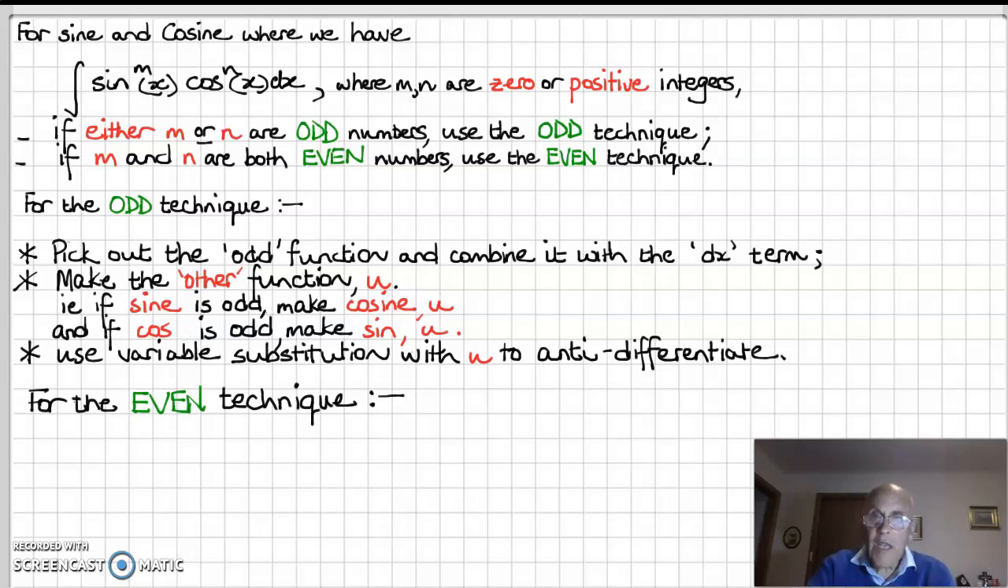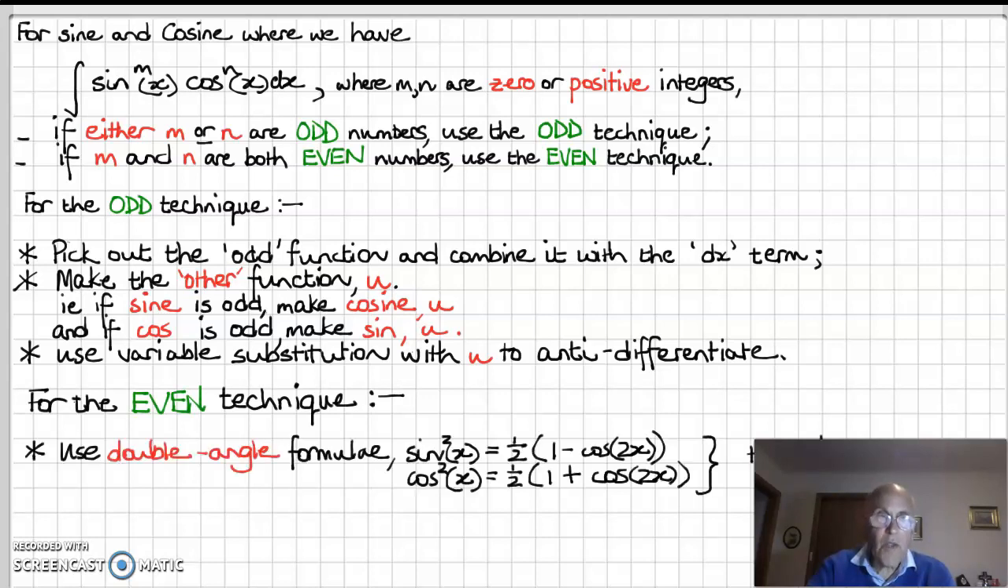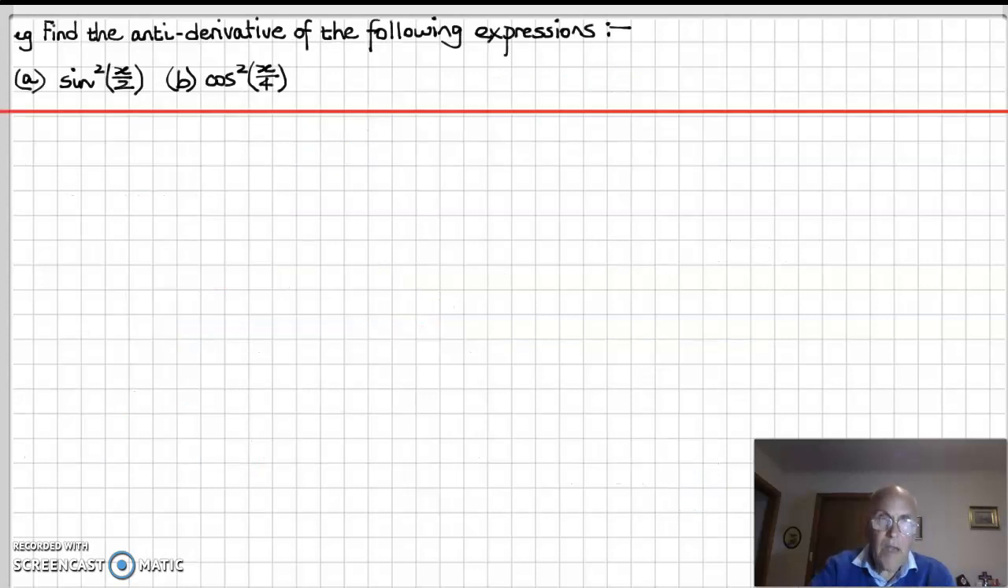However, if we're doing the even technique, we simply use the double angle formulae. Sine squared x equals a half bracket 1 minus cos 2x, and cos squared x is a half open bracket 1 plus cos 2x in order to solve them. Now I'm going to do some examples over the screen.